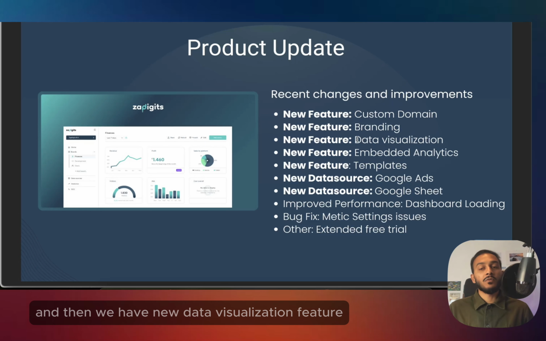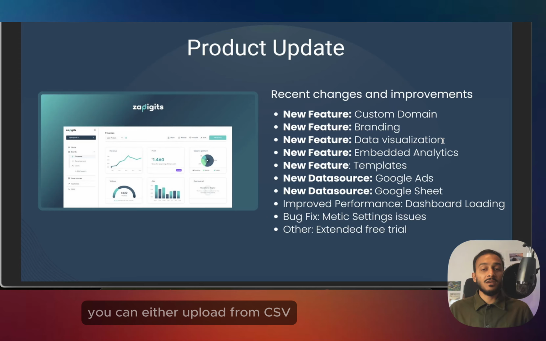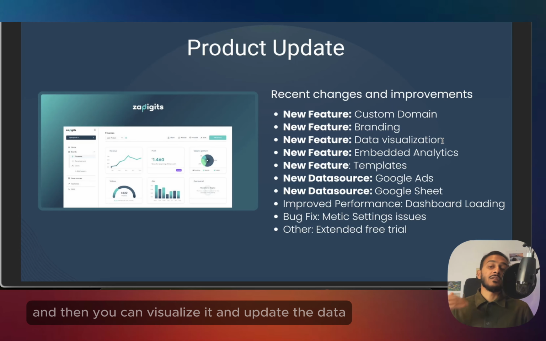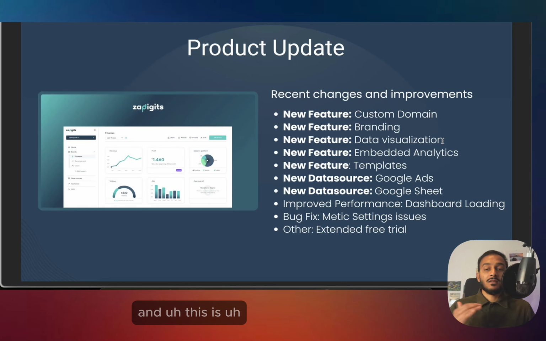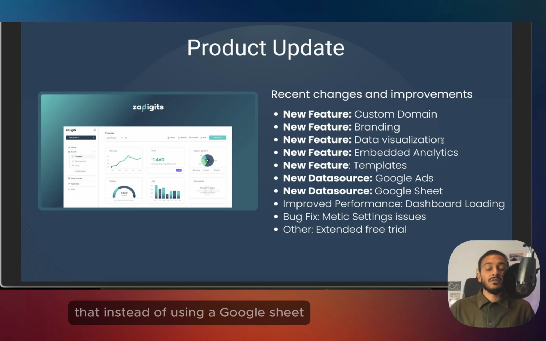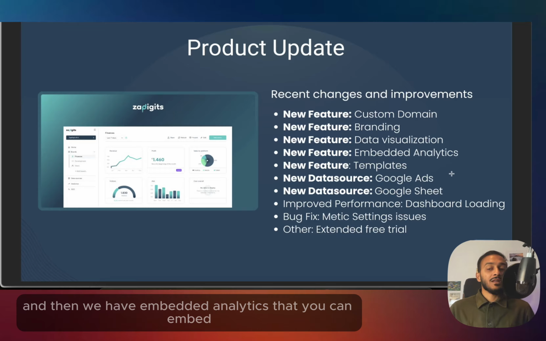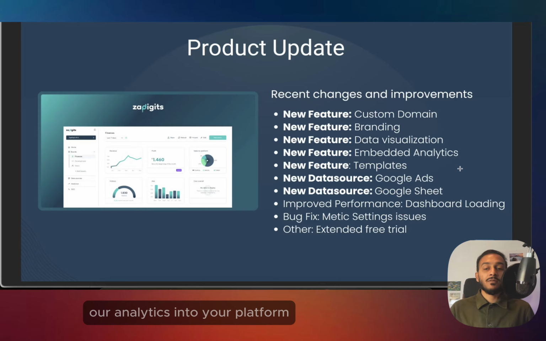And then we have a new data visualization feature. So basically now you can add your own data. You can either upload from CSV or connect your Google Sheet, or just manually update your data, and then you can visualize it and update the data. And this is something great: instead of using a Google Sheet, you can directly use it and also add this to your dashboard. And then we have embedded analytics, so you can embed our analytics into your platform.